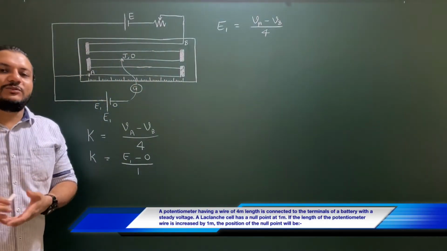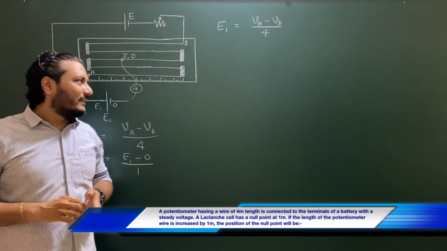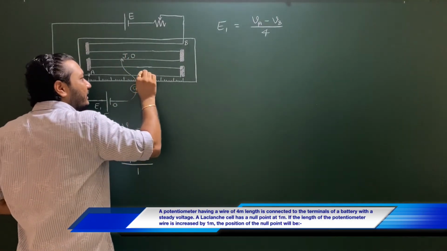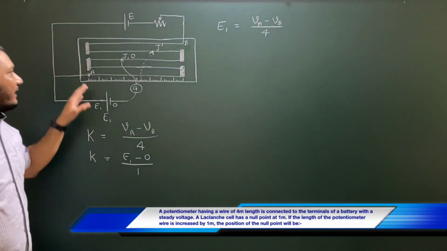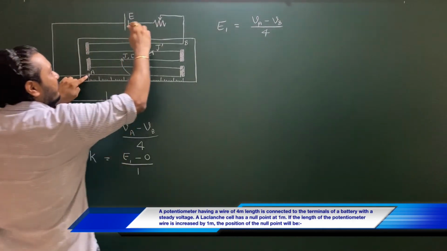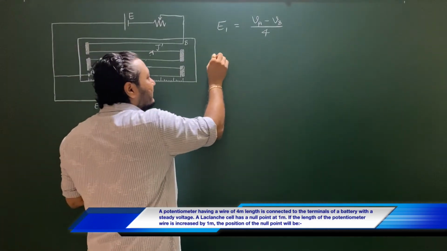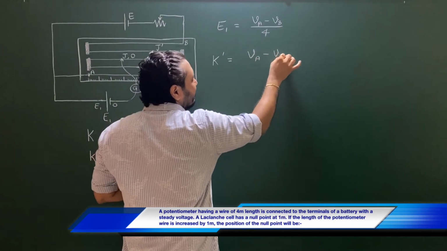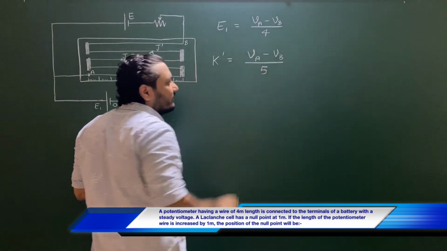Now in the second part of the question, it is given that if the length of this potentiometer wire is increased by 1 meter, then what is the new balancing point? So let us assume that the new balancing point is somewhere over here. Let us mark this point as J prime. Again, by using the same concept, the potential here is VA and the potential here is VB, so there will be a potential gradient. Let us define that potential gradient as K dash, equal to the drop of potential, VA minus VB, divided by the total length of the wire. Now it has become 5 meter.